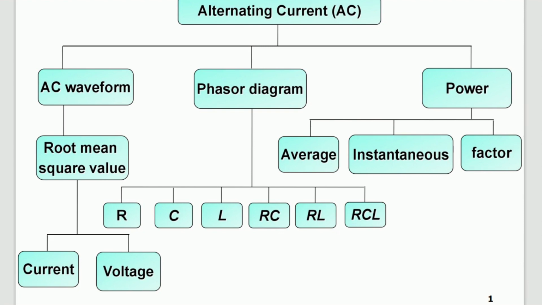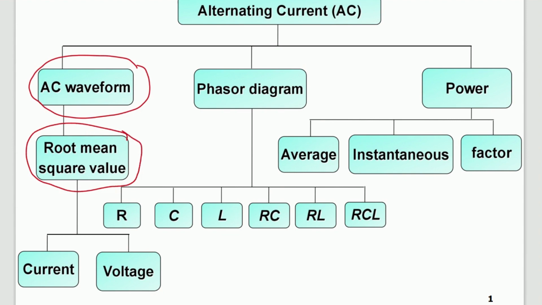Today in our lecture, I'm going to discuss topic 6, alternating current. For the learning outcome, you can read it in your tutorial book or your lecture note. Before we start the details, let's take a look at the mind map of this topic, alternating current. The first part is the AC waveform. Under AC waveform, we have root mean squared current, root mean squared value, which is root mean squared current and also root mean squared voltage. The second part, we have a phasor diagram.